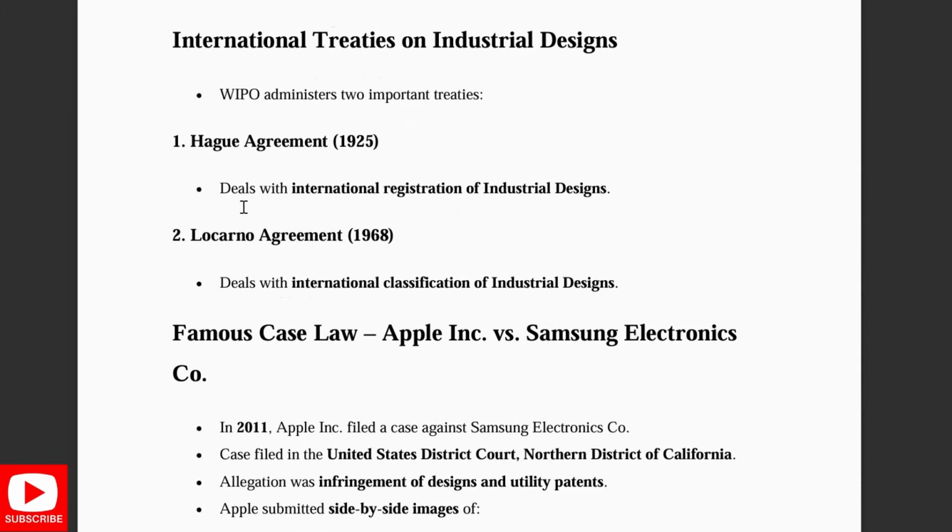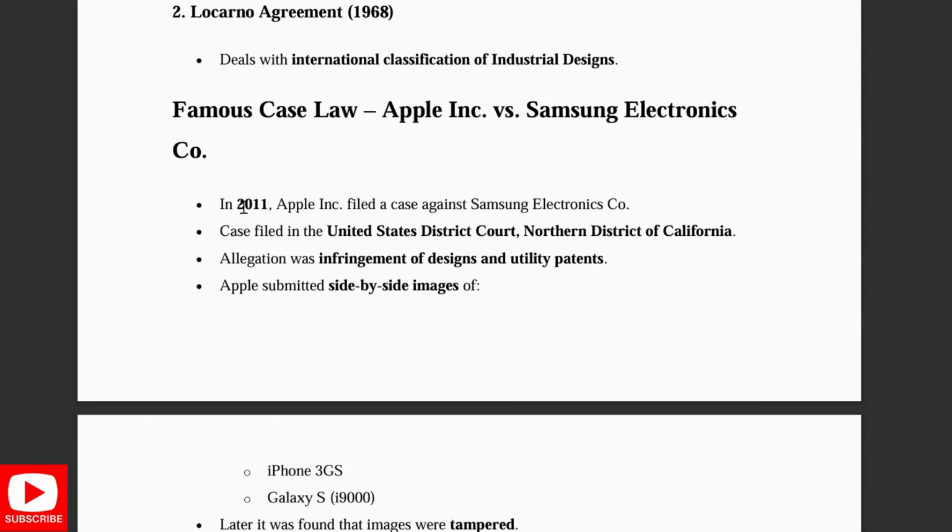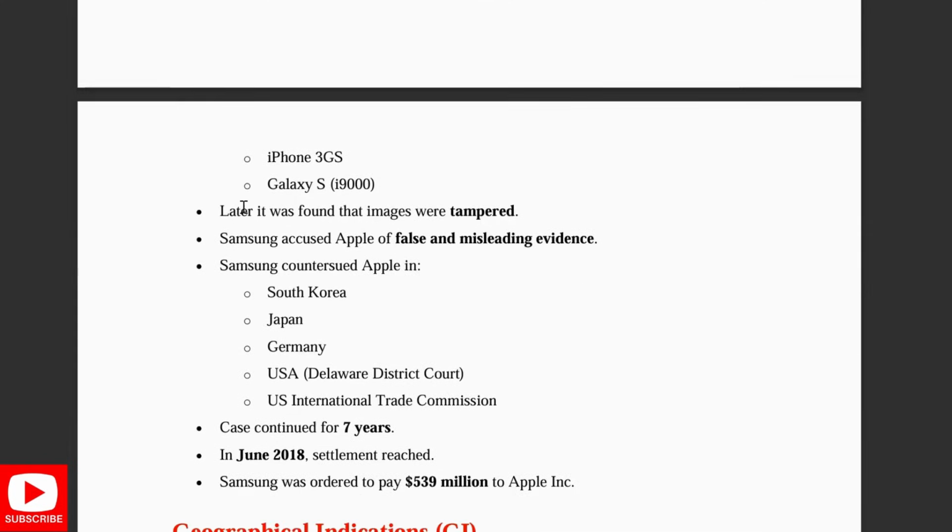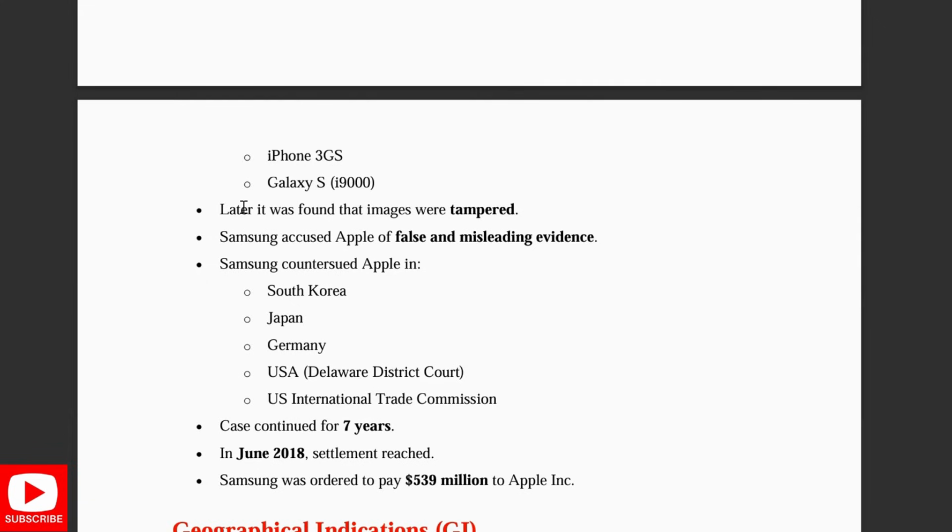Next comes the famous case law, that is Apple versus Samsung Electronics. In 2011, Apple filed a case against Samsung in the United States District Court, Northern District of California. The allegation was infringement of design and utility patents, that is, they have copied it. Apple submitted side by side images of the iPhone 3GS and the Galaxy S series. Later it was found that the image was tampered, so Samsung accused Apple of false and misleading evidence.